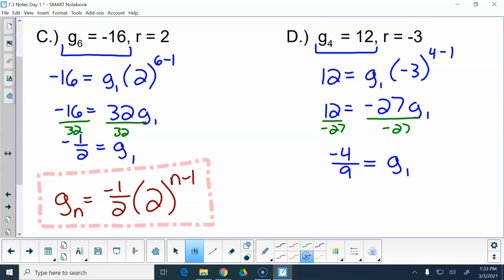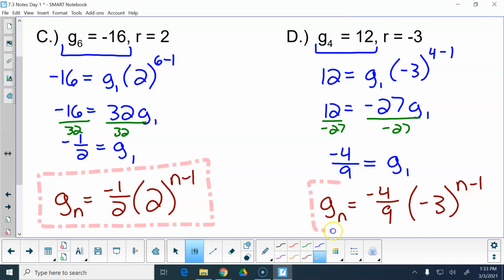So my rule then would be negative 4/9 times my R value, which is negative 3, to the n minus 1 power. Okay. Questions, comments, concerns, clarification? No?